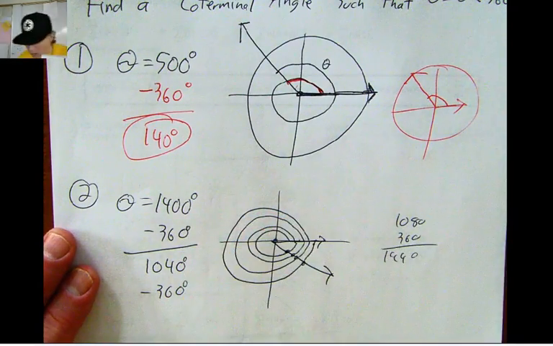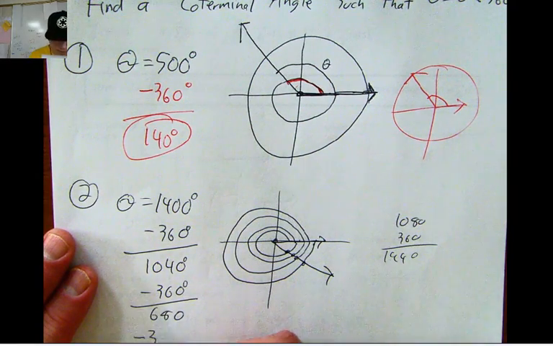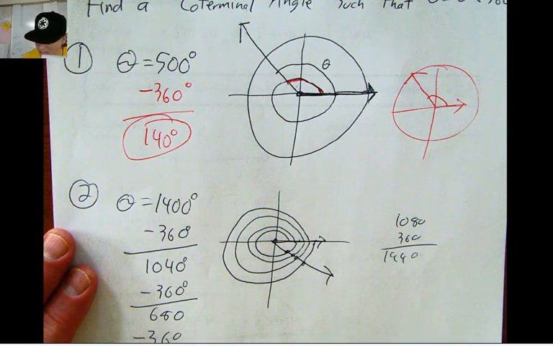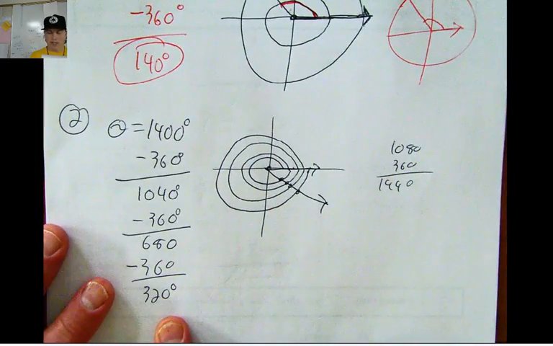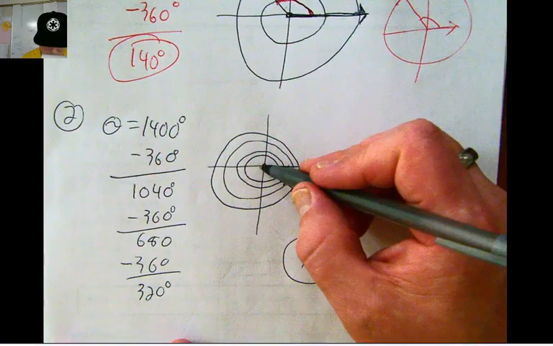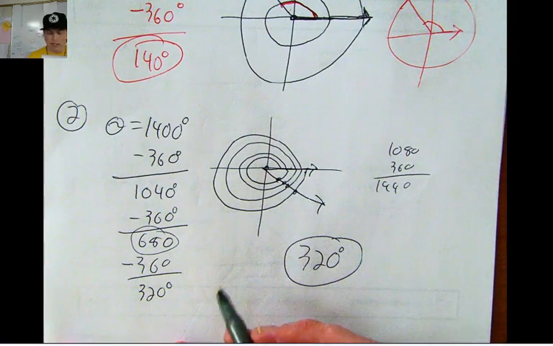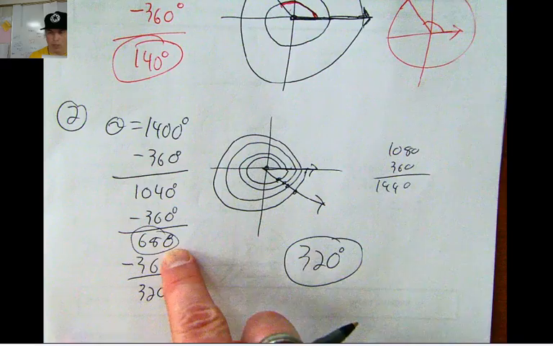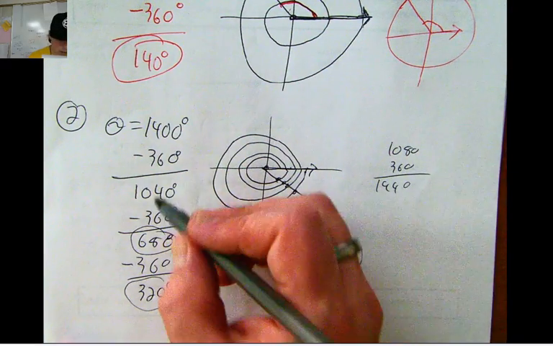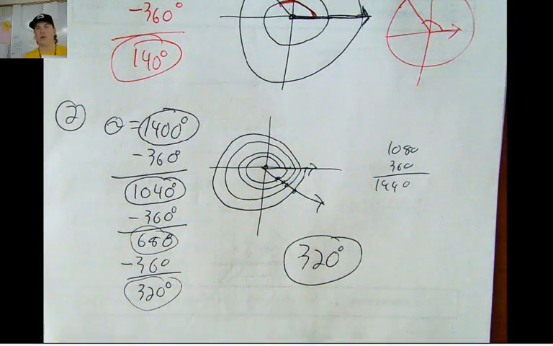I'm just going to save a smidgen of time by using my calculator. And that gave me 680. That's still not within 0 and 360, so I subtract 360 again, and this time I got 320 degrees. That is within 0 and 360, so that's my answer. So 320 degrees is coterminal with 680 degrees, which is coterminal with 1040 degrees, which is coterminal with 1400 degrees.